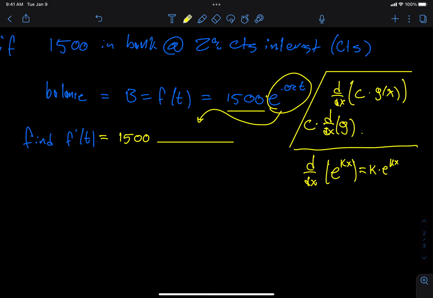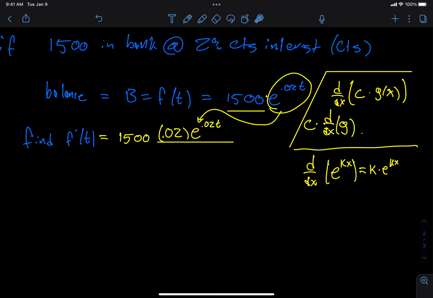So what is k in my situation? It's 0.02. I have e to the 0.02t, so I'm going to put in 0.02 for k in the right-hand side of this rule, and that would look like this: 0.02, and now I still need e to the 0.02t. So you could then go ahead and multiply these two numbers together, and whatever you get is your final answer, right? Make sense?